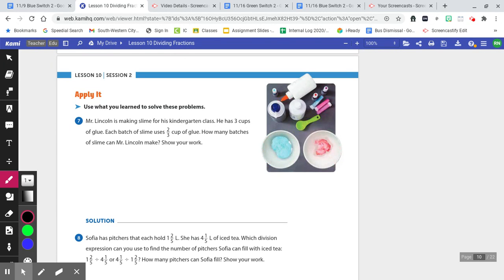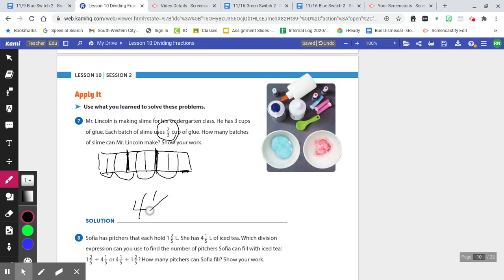Okay, you could have done a picture. I think this one's kind of easy because we have 3 cups. These represent my cups, and I want to have groups of 2/3. So I'm going to cut each one of these into thirds. This is my 1 cup, my 2nd cup. Each of these are cut into thirds. Now, how many groups of 2/3 can I get? Here's 1, 2, 3, 4, and I have 1 left over, 1 out of the 2 that I need. So I have 4 1/2.